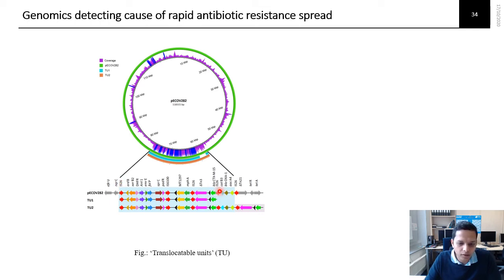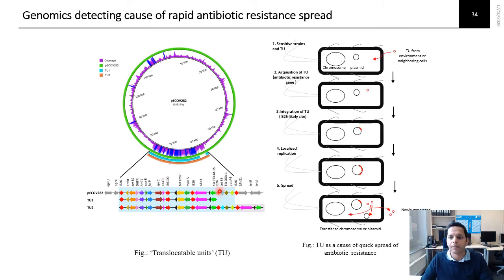As the IS elements are present on both sides of this particular gene segment, it can circularize and produce a circularized element, which is called a translocatable unit. This translocatable unit, being smaller in size, can transfer into different bacteria easily.